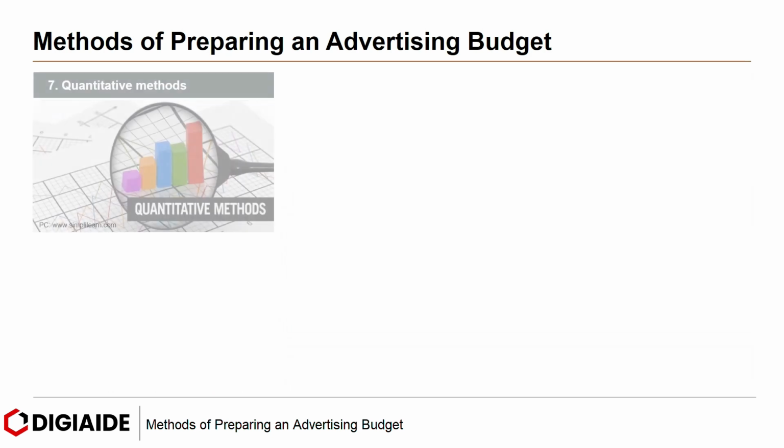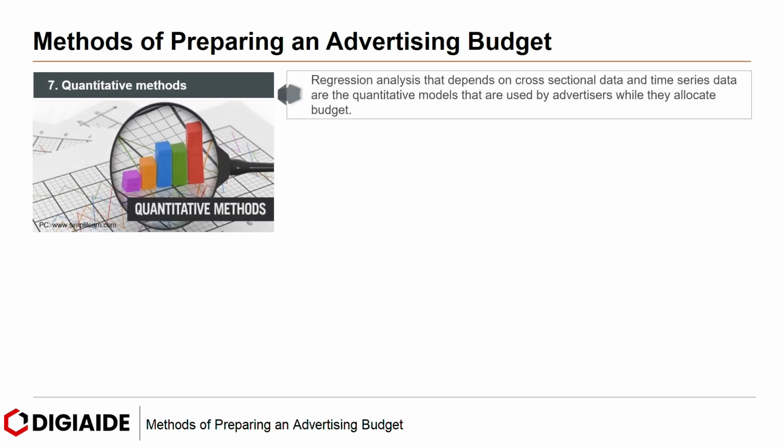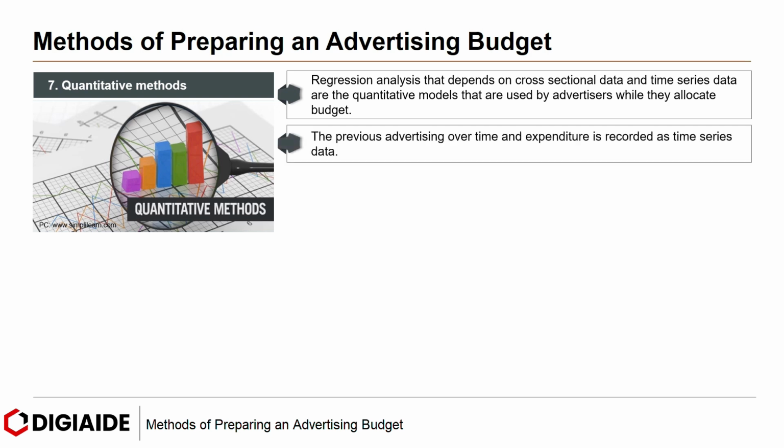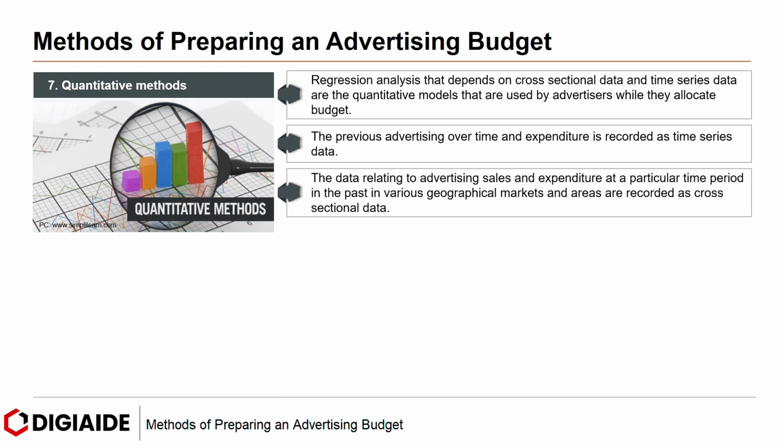Next, quantitative methods. Regression analysis that depends on cross-sectional data and time series data are the quantitative models that are used by advertisers while they allocate budget. The previous advertising over time and expenditure is recorded as time series data. The data relating to advertising sales and expenditure at a particular time period in the past in various geographical markets and areas are recorded as cross-sectional data.